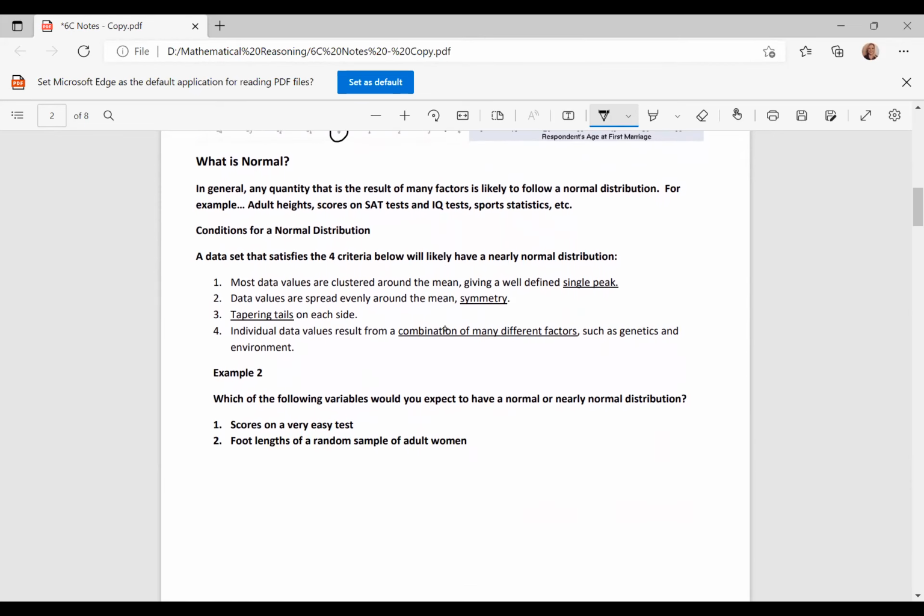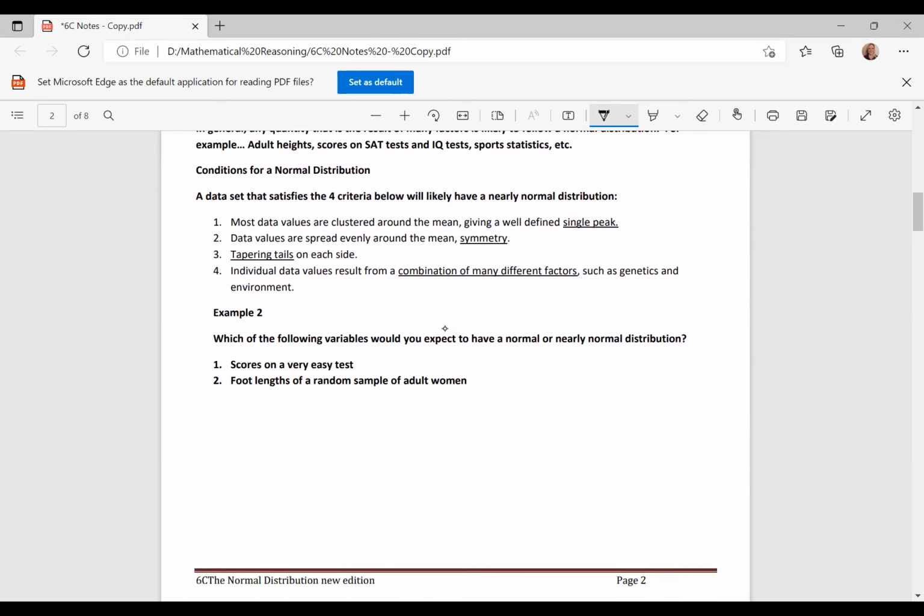Example 2. Which of the following variables would you expect to have a normal or nearly normal distribution? I'm going to let you type this in the chat. What I want you to pick is which one. You can either type just one or two.